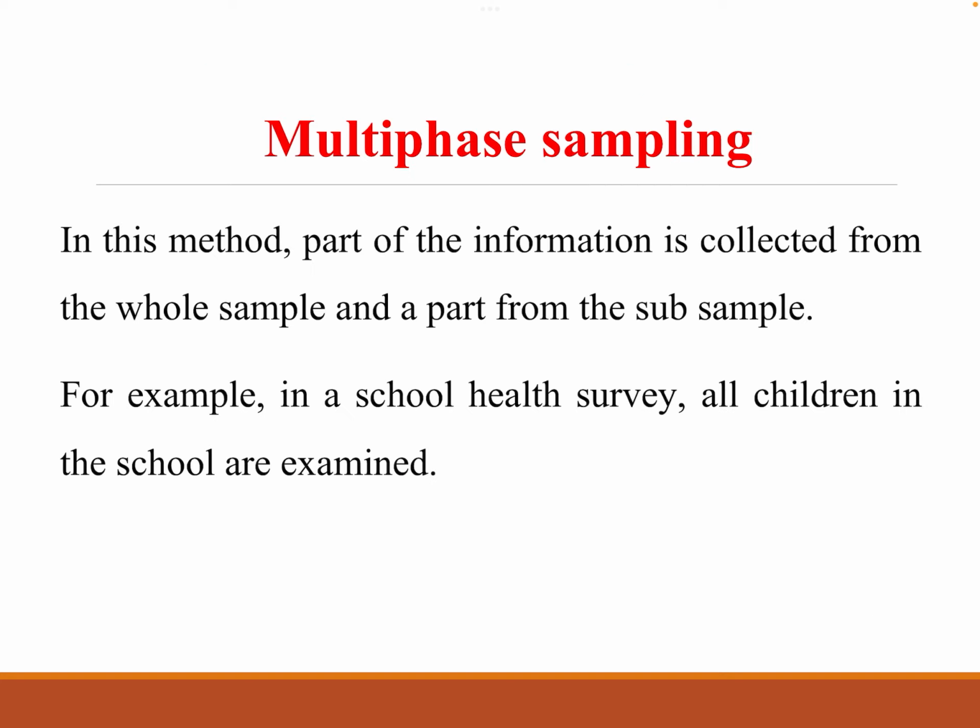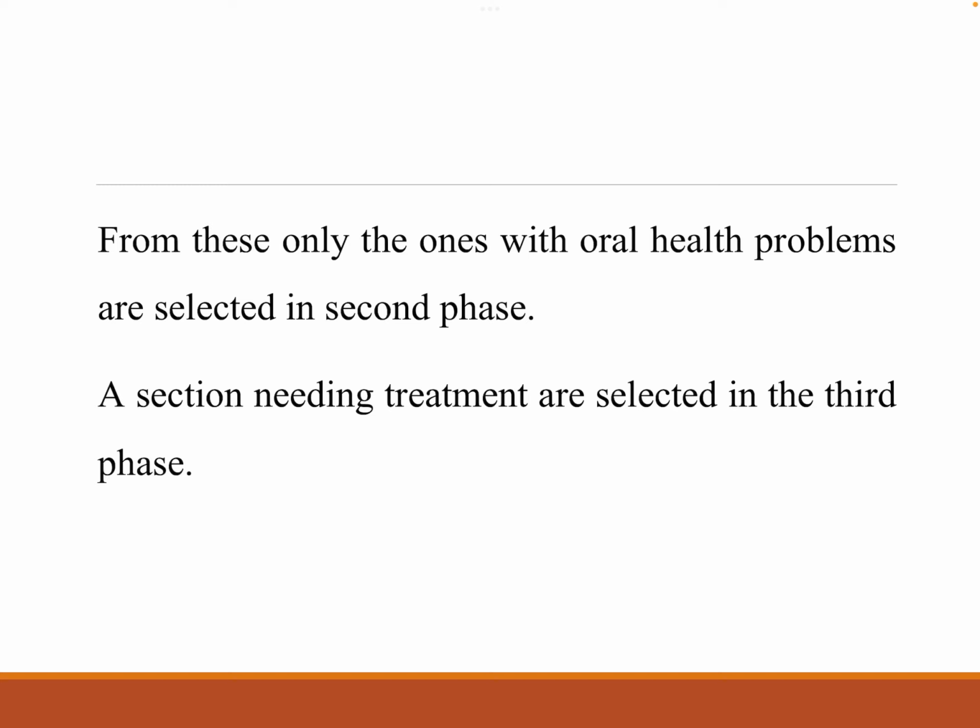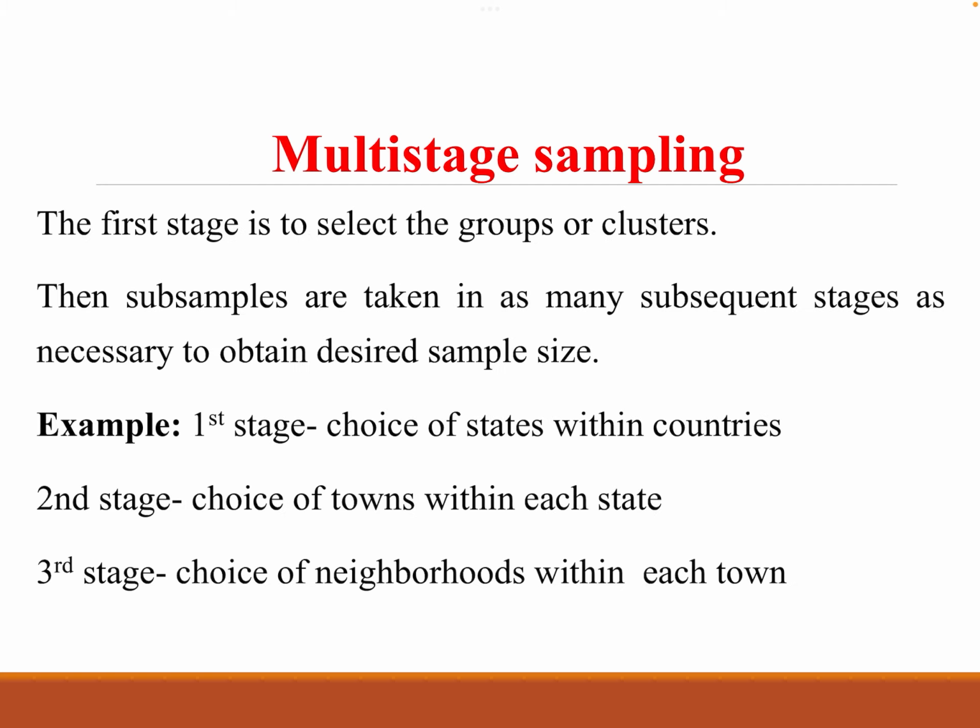Next is multi-phase sampling. In this method, part of the information is collected from the whole sample and part from the subsample. For example, in a school health survey, all children in the school are examined. From these, only the ones with oral health problems are selected in the second phase. A section needing treatment is selected in the third phase. So that is known as multi-phase sampling.